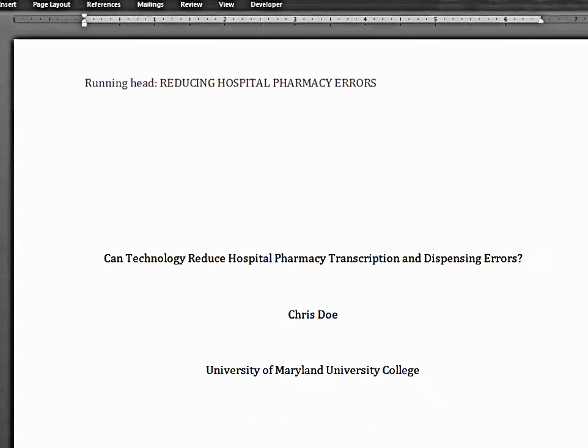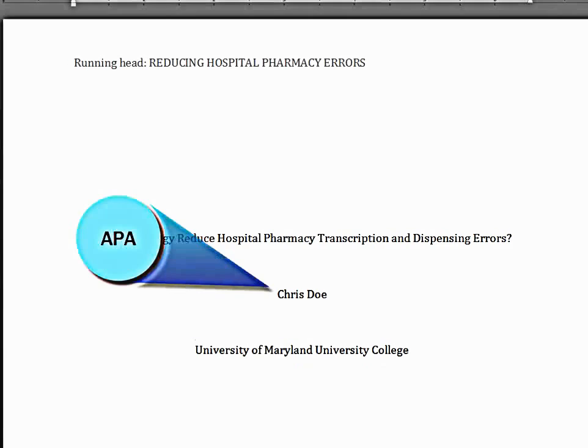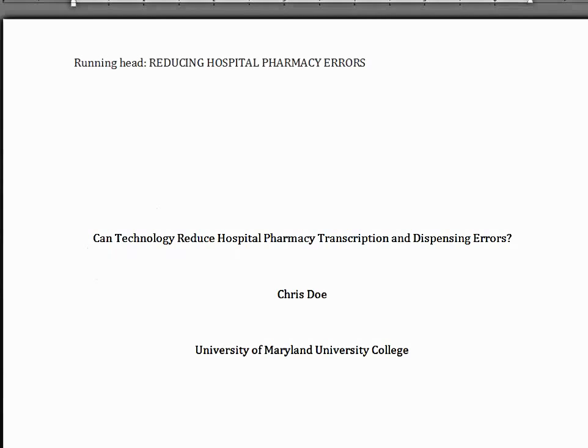So let's go now to a read-through of a sample paper. Although you're not required to use a particular citation or documentation style, this writer, Chris Doe, and that is a fictitious name, has chosen to use APA, and perhaps it's a good idea to choose one style so that you can achieve some kind of consistency throughout your paper.